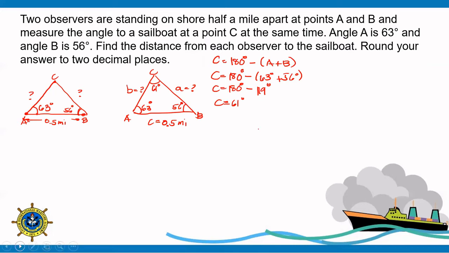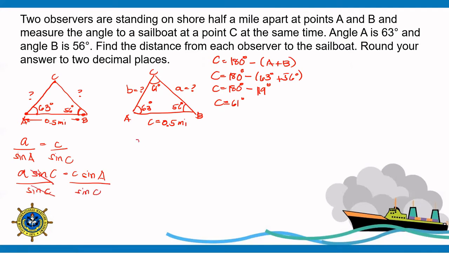Now na meron na tayong value ng C, let's first solve for A. So ang A natin over sine A is equal to C over sine C. So again, to solve for A, cross-multiply natin siya. So ito magiging A sine C is equal to C sine A. Then to solve for the value of A, divide lang natin both sides of the equation by sine C. Yan. So cancel na yung sine C. Kaya ang A natin is C sine A over sine C.